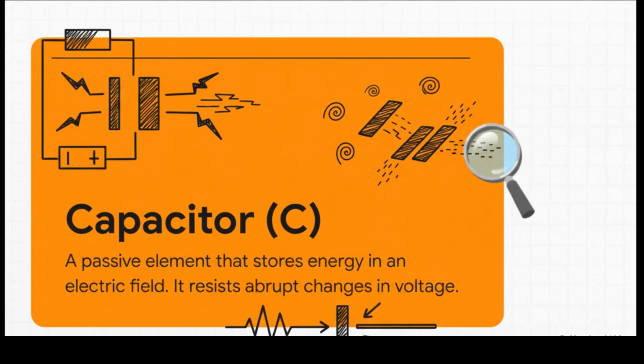Next, let's talk about the capacitor. A capacitor is kind of like a tiny, super fast charging battery. It stores up energy in an electric field and then can release it in a blink of an eye. Its main talent is that it really resists sudden changes in voltage, which makes it perfect for smoothing out power supplies and filtering out unwanted noise from signals.